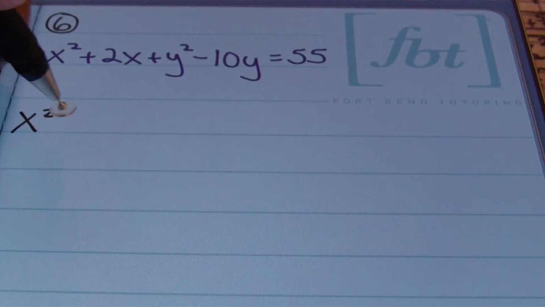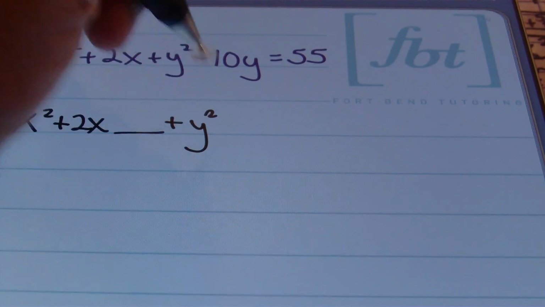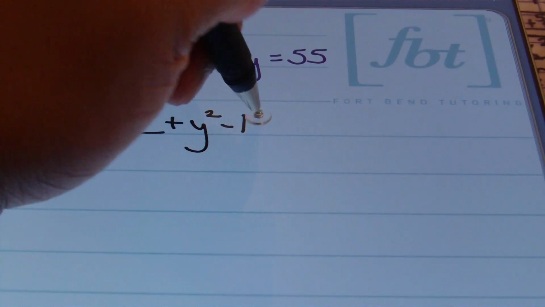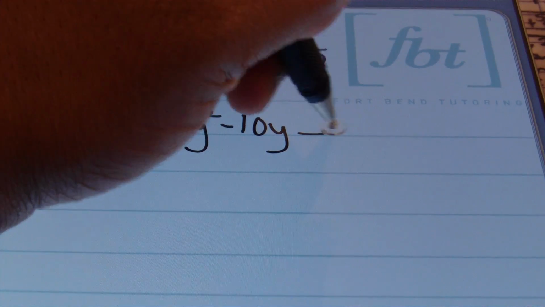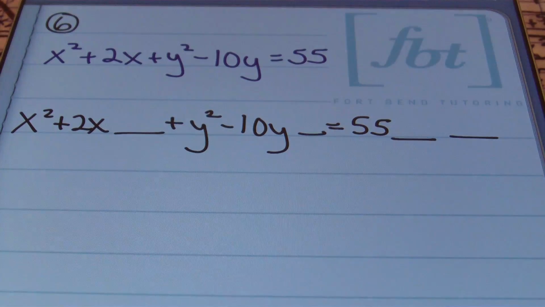So I have x squared plus 2x blank plus y squared. Oh, that's an ugly 2, so let's fix it. There you go, a much better 2. Minus 10y blank equals 55 blank blank. Yeah, just like that. Now, let's go ahead and complete the square.